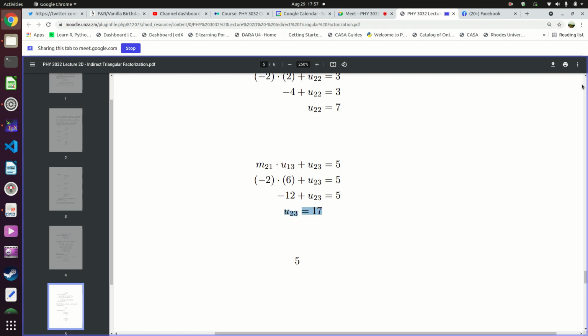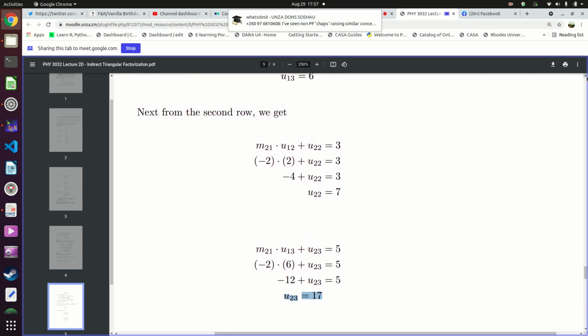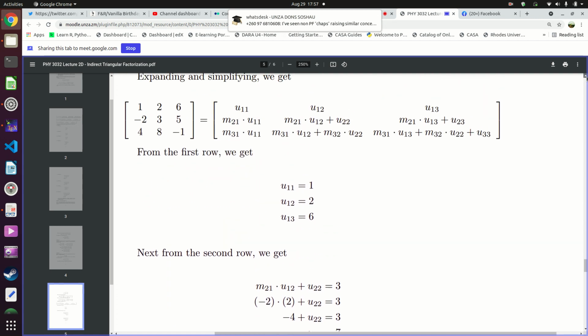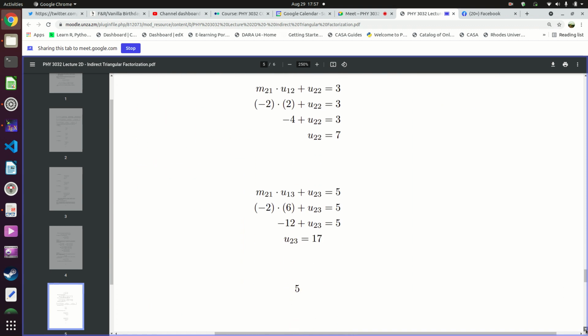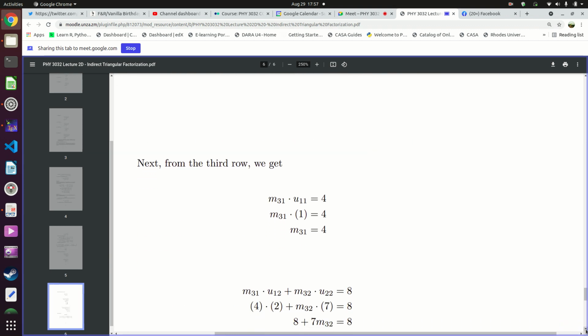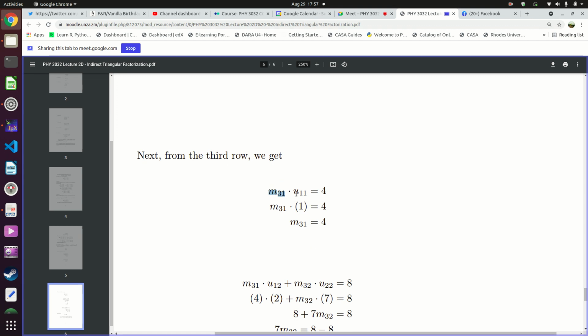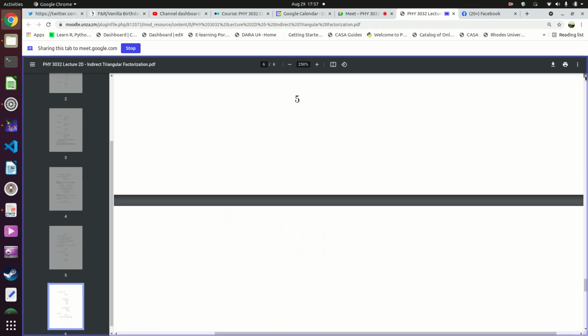Then we move on to the last row, which is this one here. This one you've got a 4, you've got M31 U11 equals 4. U11 we know is 1. So M31 U11 is equal to 4, U11 is 1, so you end up with M31 being equal to 4.